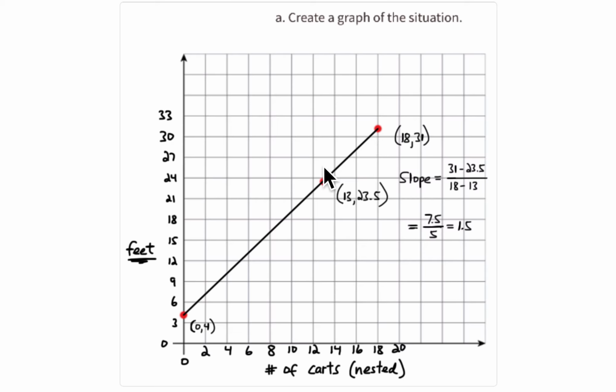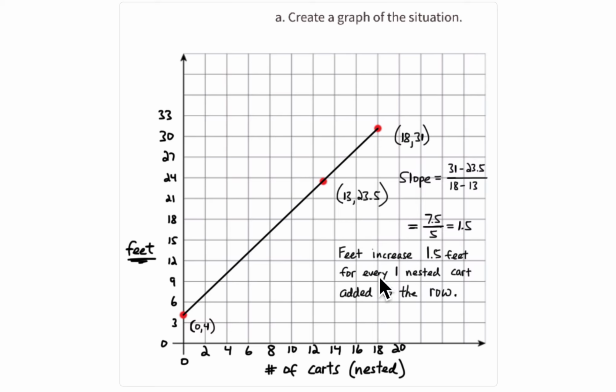Now remember, a long time ago, we took that slope triangle and slid it down to here by subtracting 23.5 and by subtracting 13. Subtract 13 to go over here, subtract 23.5 to slide it down to here, right here. All right, and they're going to ask you, so for feet increase, 1.5 feet for every 1 nested cart added to the row. That's what the slope means. And now they're going to ask, well, what if you have 43 feet in that row? How many carts is that equal to?